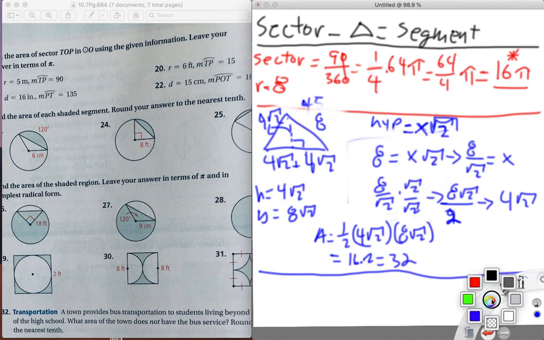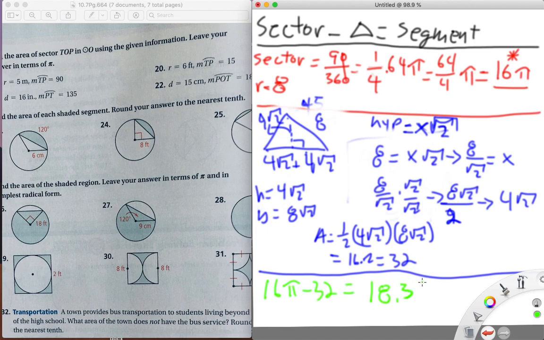So then when I do the segment, it's going to be the sector minus the triangle. So it's going to be 16 pi minus 32, which gives me 18.26, which rounds up to 18.3. 18.3 feet squared. And that would be our answer.